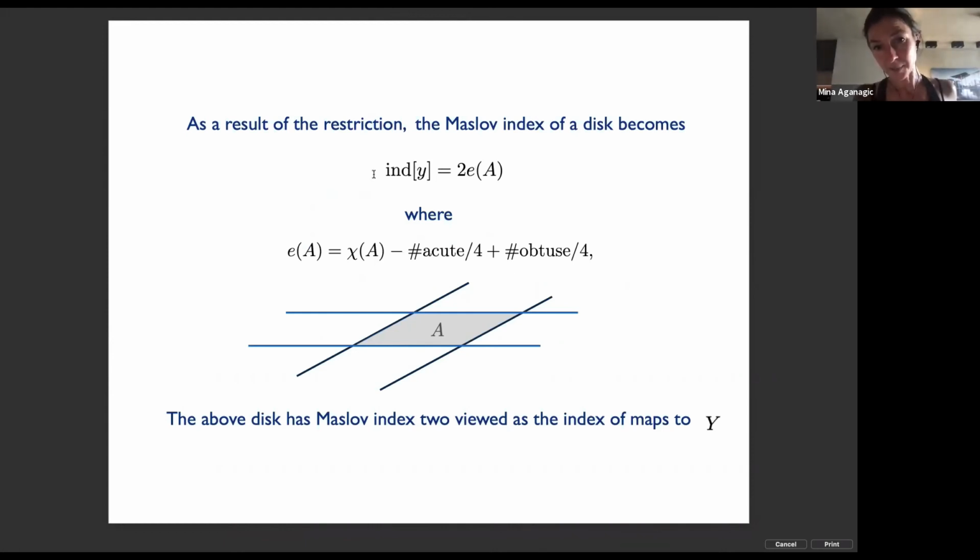As a result of this restriction, you cut down the moduli space, and the Maslov index of a disk becomes given by a different formula, which is given just in terms of the Euler measure and no contribution from intersection with the diagonal. So this disk, while it has Maslov index 1 and can contribute to the differential in Heegaard Floer theory, has Maslov index 2 in the theory associated to conformal blocks or SU2.